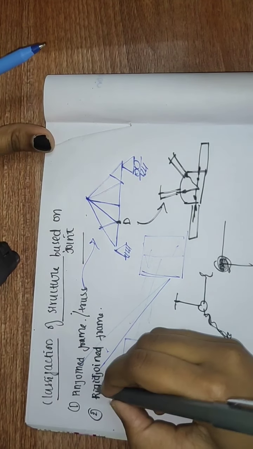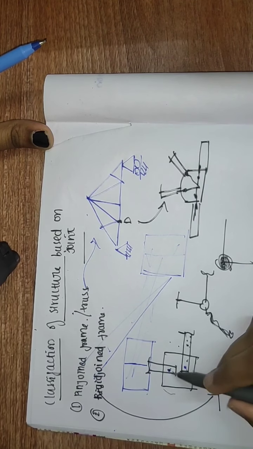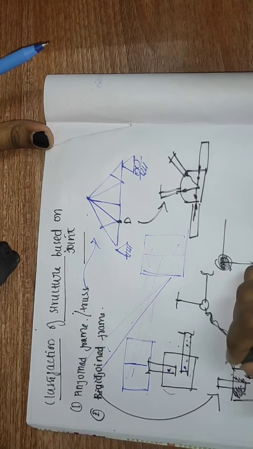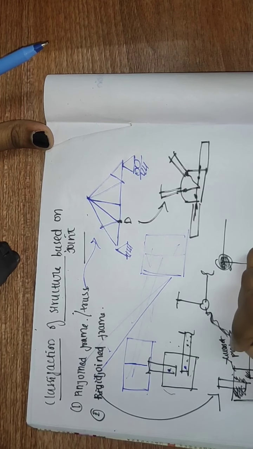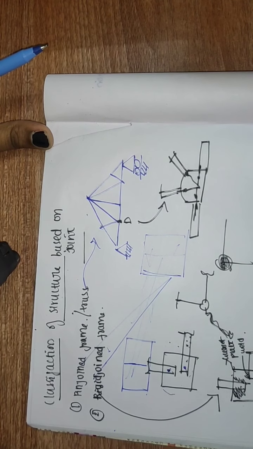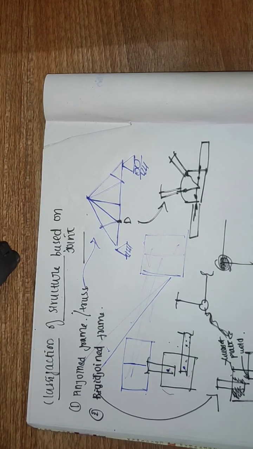Next is the rigid joint. In a rigid joint, the members are connected with a single bolt or rivet, but here welding is done like this. This is the gusset plate, and I am doing welding. Welding is done in this rigid joint. If I apply force on one member only, the entire joint is going to rotate.